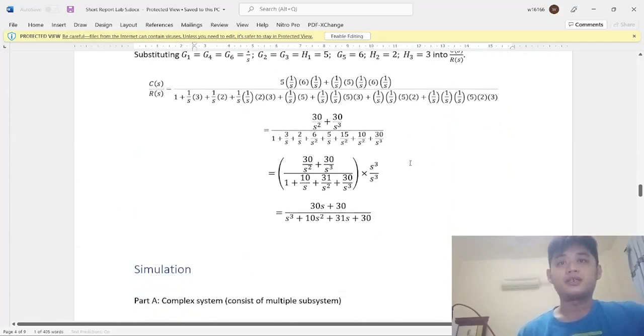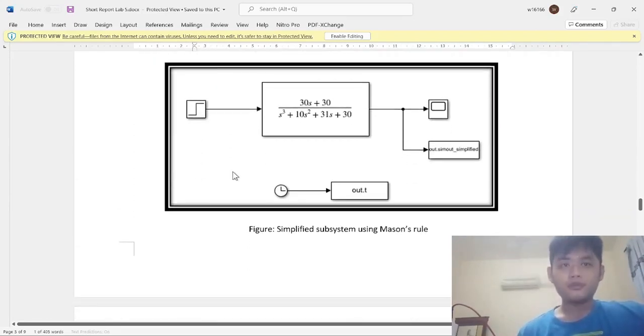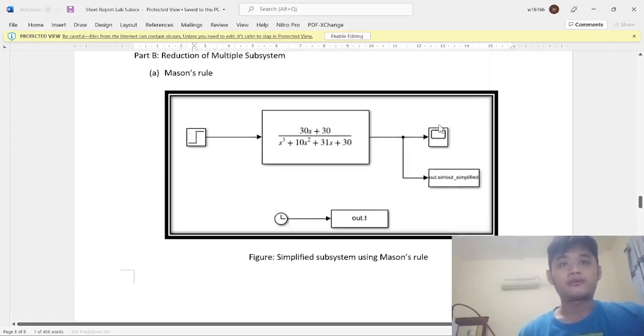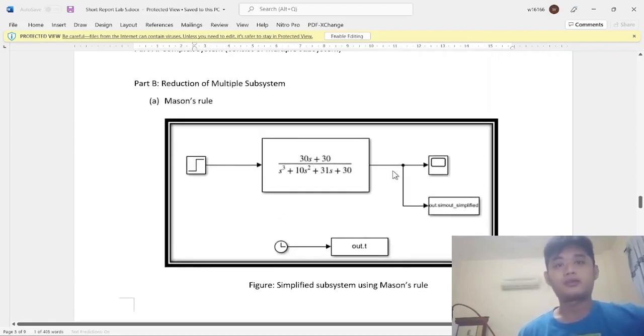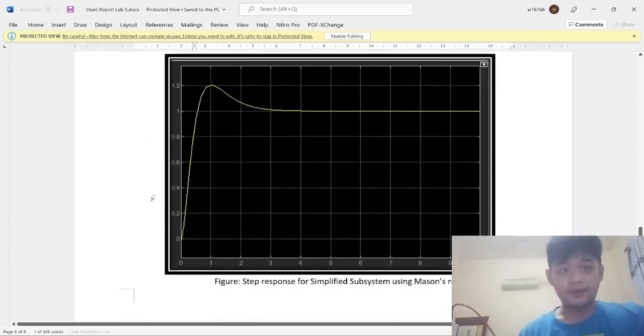Next up, we're going to talk about the simulation. After we found the final value for Mason's rule for this figure, we just need to put a sketch in Simulink to make it display the value through the sine graph. So here is the value that we calculated, and this will be our final output.